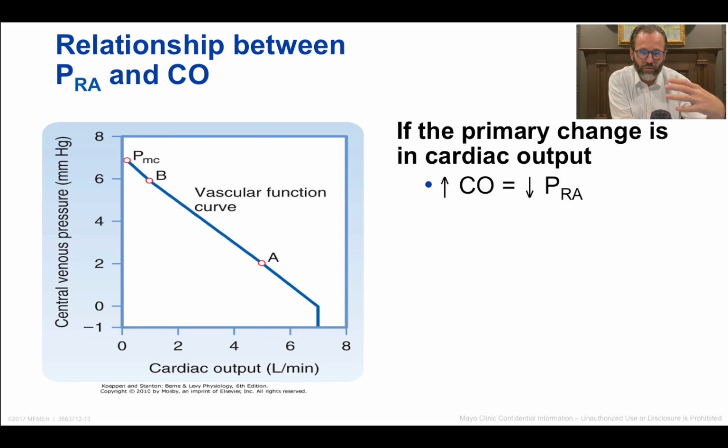Whereas the reciprocal would be that if you increase right atrial pressure by increasing the height of that reservoir, that will also increase cardiac output. It'll increase cardiac output via a different mechanism, which is essentially through increasing the driving pressure and increasing preload into the right atrium, which subsequently goes through the pulmonary circulation and left ventricle and increases cardiac output.